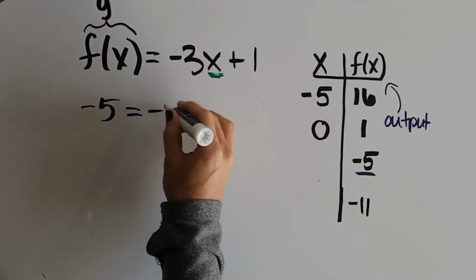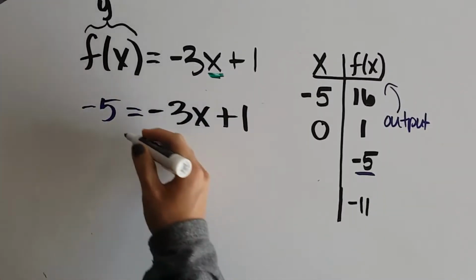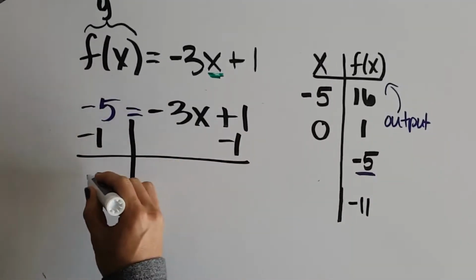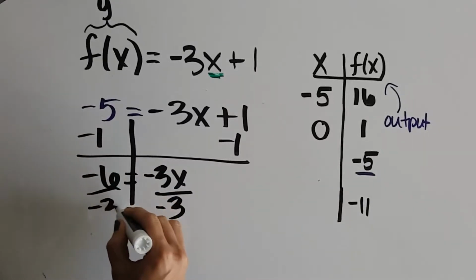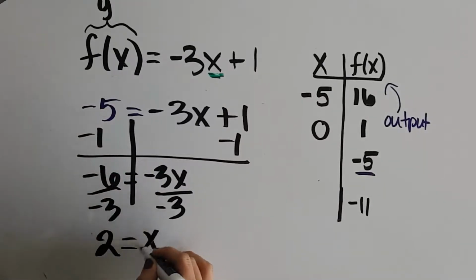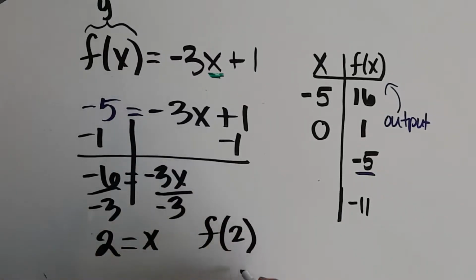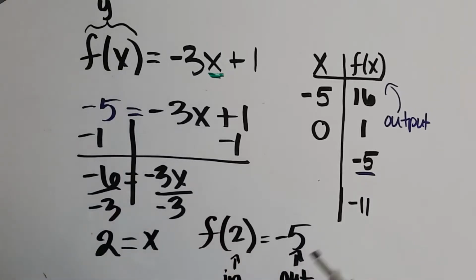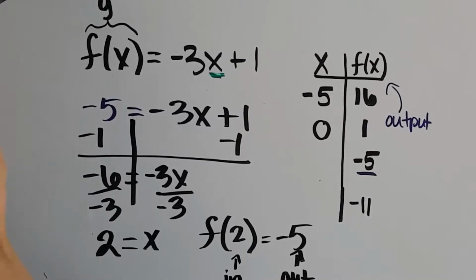Now they're asking us to find that input value, find this x value. Well, this is just an equation that we can solve with a variable on one side. So we're going to isolate our x just like we normally would. And we end up with positive 2 is equal to x. So what it's saying is that when I put 2 in for x, I would get out the negative 5 that I wanted.